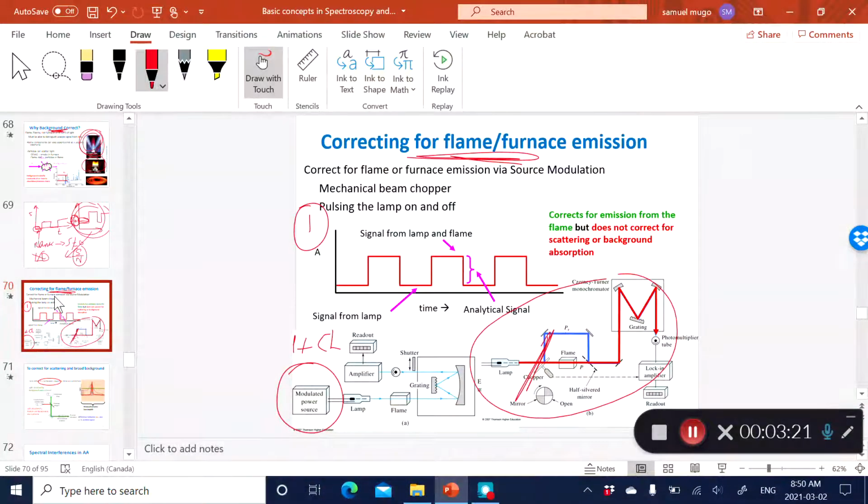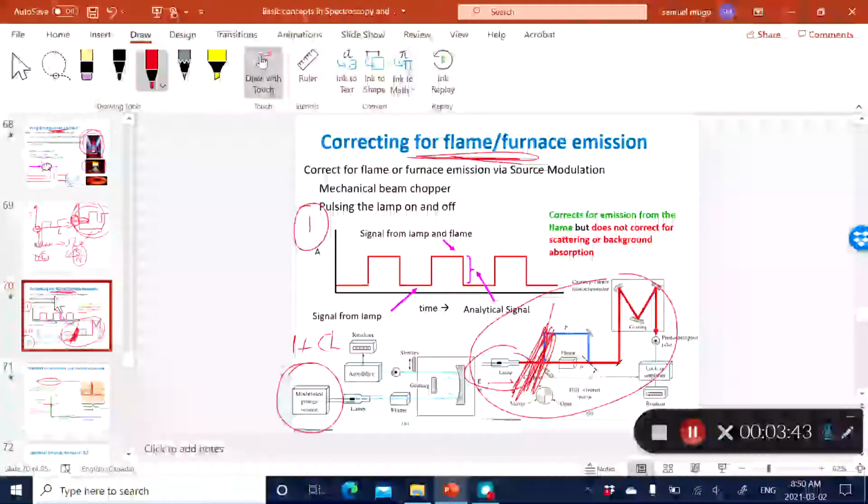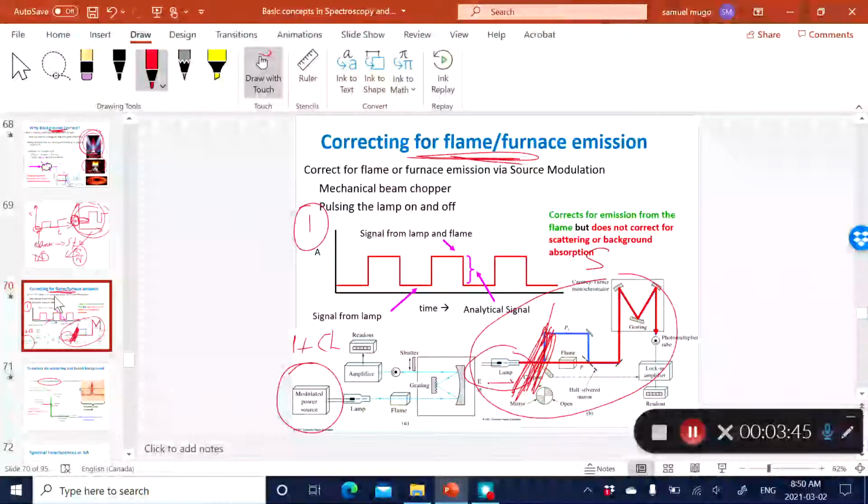Another approach of modulating is where you simply have a chopper. It's still a method of modulating, where you've got a beam chopper that is able to block the light. Meaning at one point, you block the lamp from getting to the flame. In that case, the detector is only going to be detecting the signal from the flame. So when the lamp is off or blocked, the detector is only detecting the signal from the flame.